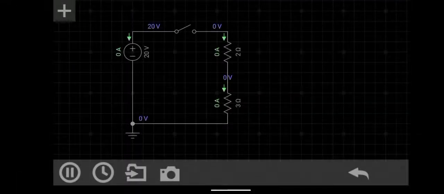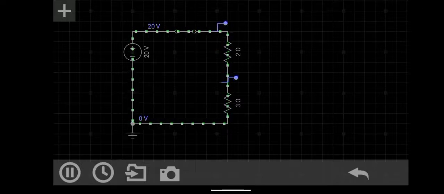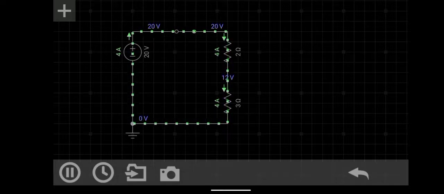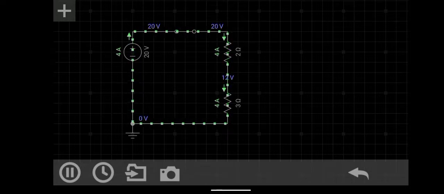This is the same circuit we just calculated, where we had a 20 volt source and a 2 ohm resistor with a 3 ohm resistor. If you turn on the circuit right now, you can see that the current in the circuit is exactly 4 amps. This is what you do when searching for the current using Ohm's law. What if we are asked to find the voltage or the resistance in the circuit? Let's take an example.